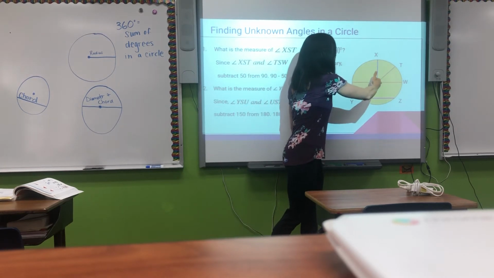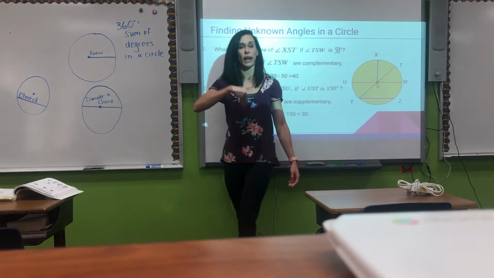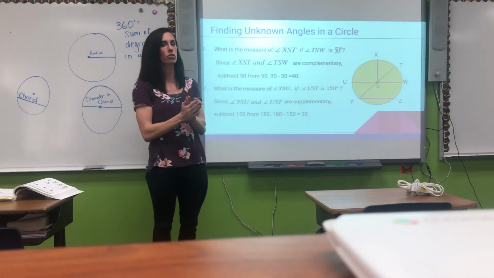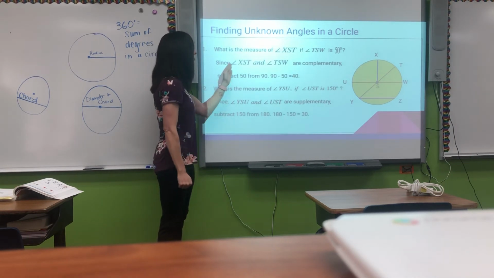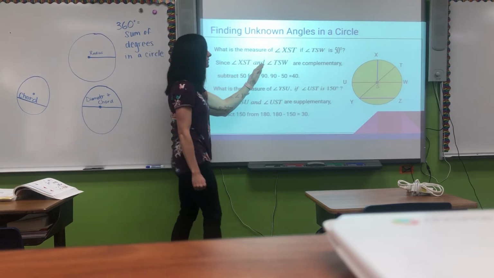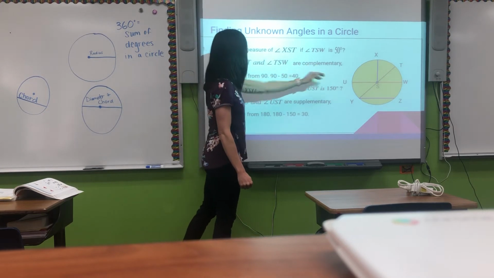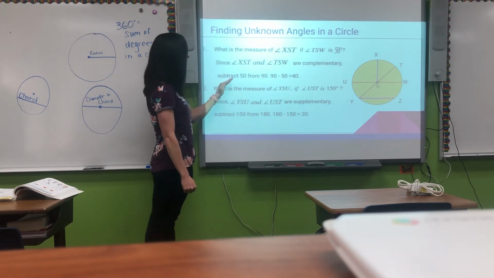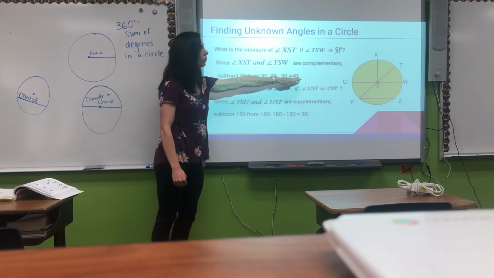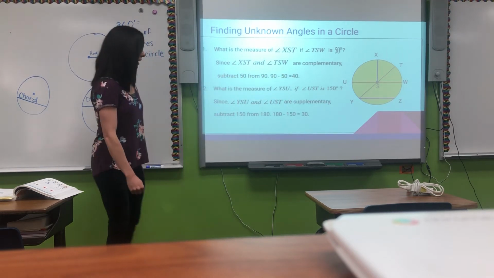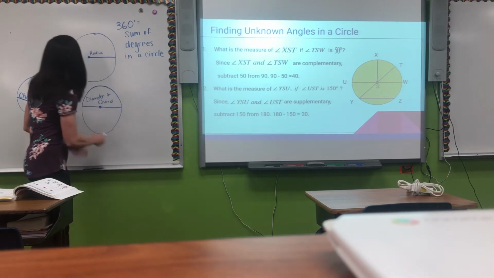So we can see that these form a right angle. They are complementary angles because they're going to add up to 90 degrees. So since XST and TSW are complementary, we're going to subtract 50 from 90. So 90 minus 50 equals 40. Okay, that's going to come up quite a bit.